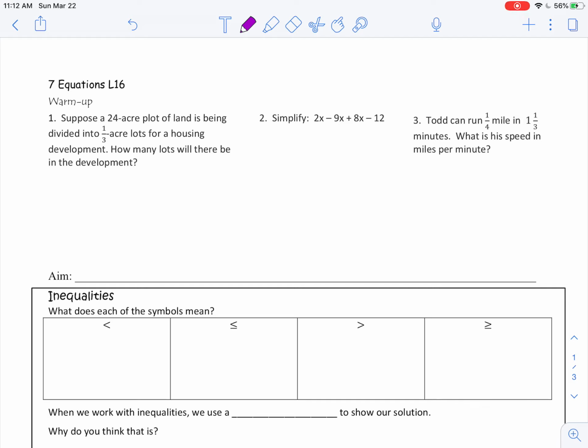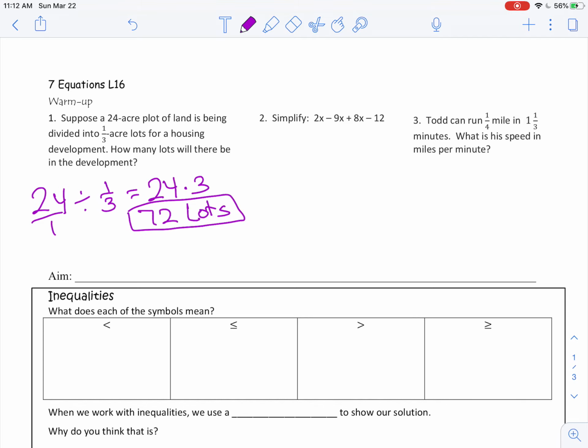All right, welcome back. So let's go over these answers. The first one, you've got 24 acres and you're splitting them into 1/3 plots. We know we never really divide fractions, so hopefully you all change that to a multiplication problem, and it comes out to be that you can make 72 lots.